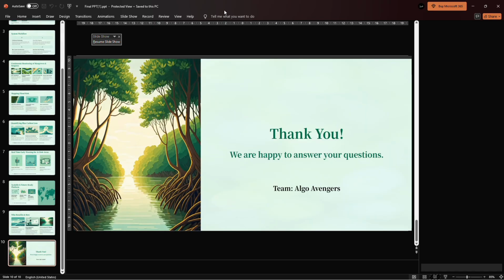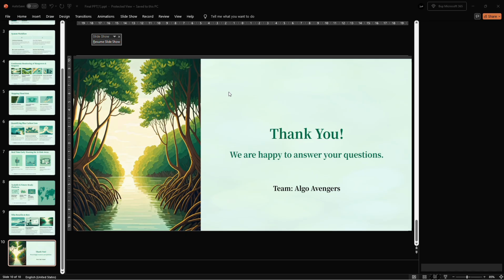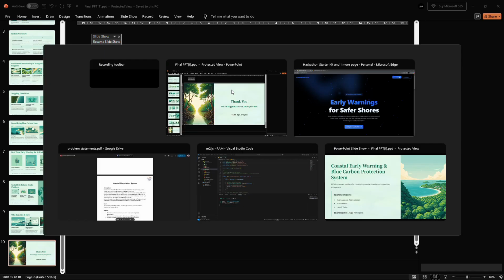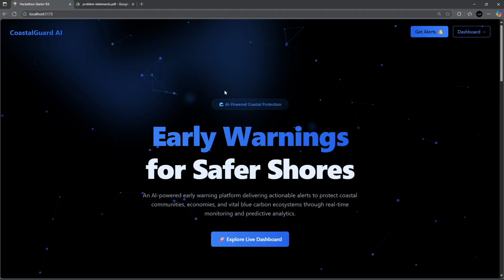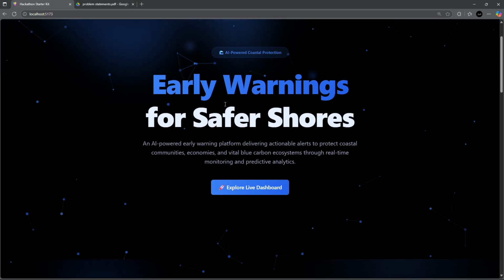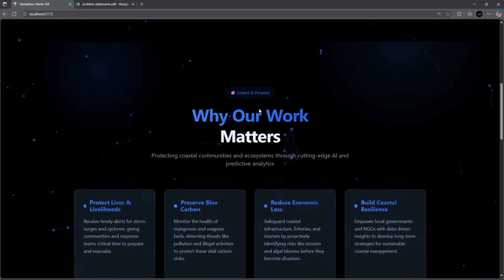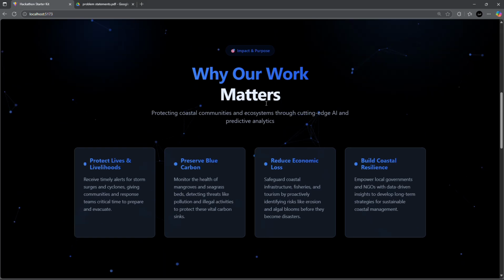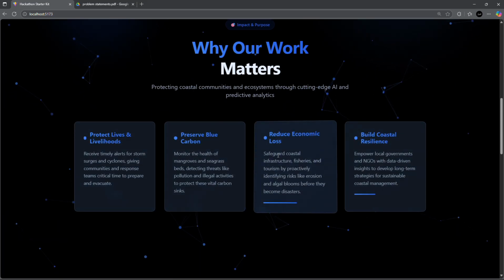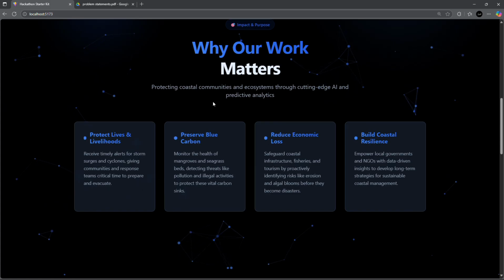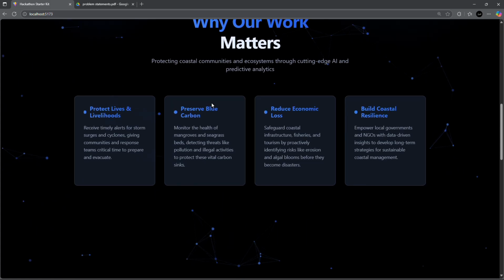Thank you. Now let's take an overview of our website. So basically, this is what we built. A landing page is there, which shows what we are going to do, what we are going for, and what people we are going to serve. Then, why our work matters? There are four reasons mentioned below that show our work matters in real world scenarios.